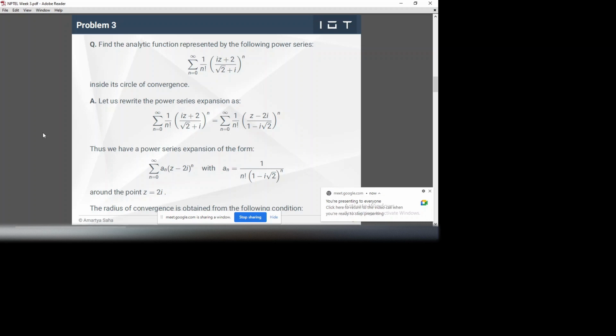I guess not. So let us move on to the third problem of the session. We are given a power series. We are asked to find the analytic function to which it will converge inside its circle of convergence. So this is the power series we are given.